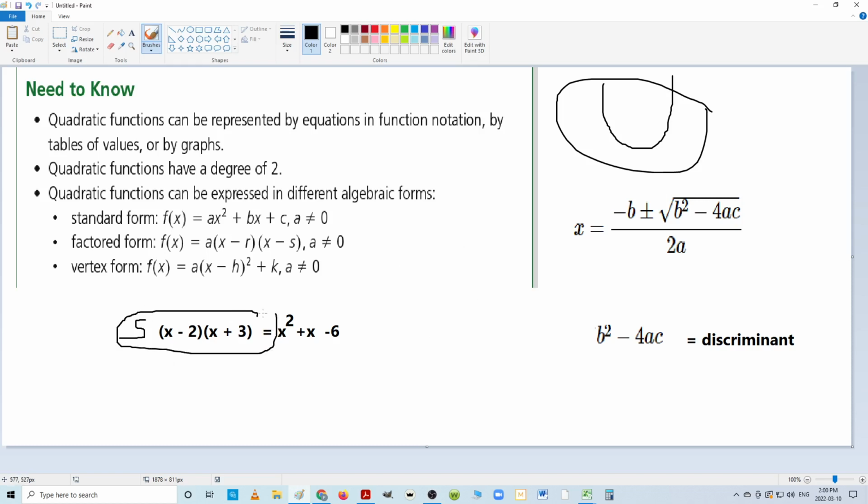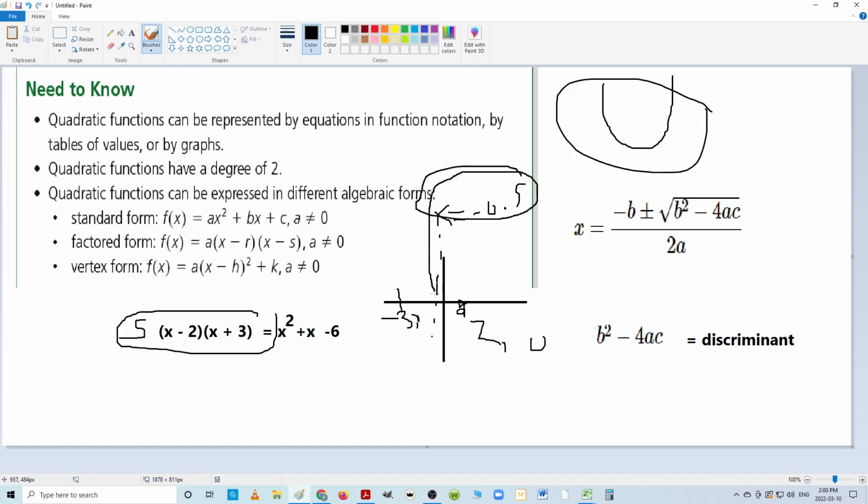This is called the factored form because if I were to graph this, it will go through the points 2, comma 0, and it'll also go through the points negative 3, comma 0. And you'll also discover that the axis of symmetry is halfway between those points. So the distance between those points is 5, which means 2.5 this way, which is negative 0.5. So the axis of symmetry will be at x is equal to negative 0.5, which also happens to be the x value of the vertex.